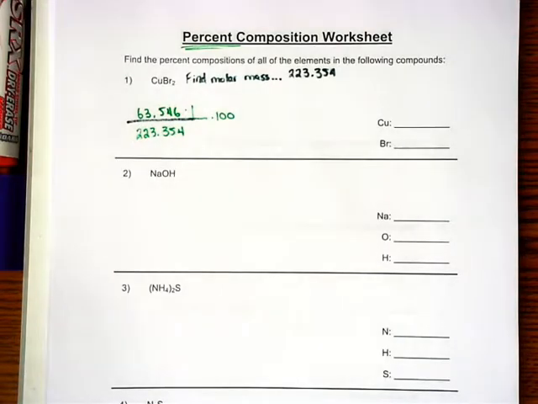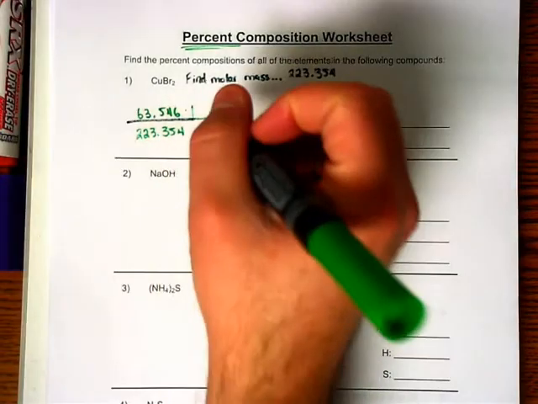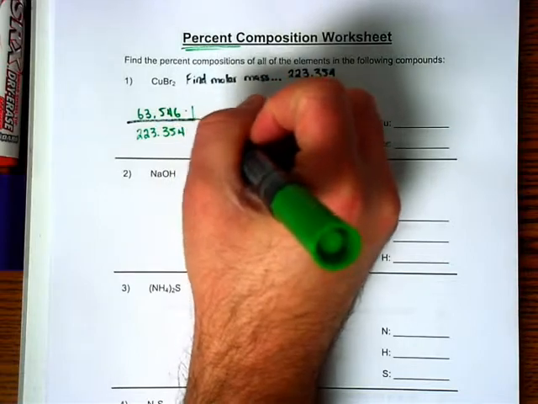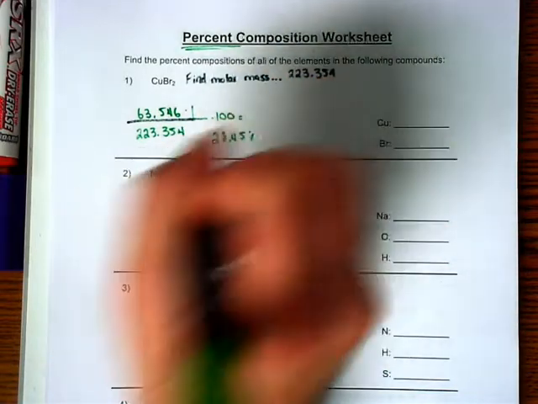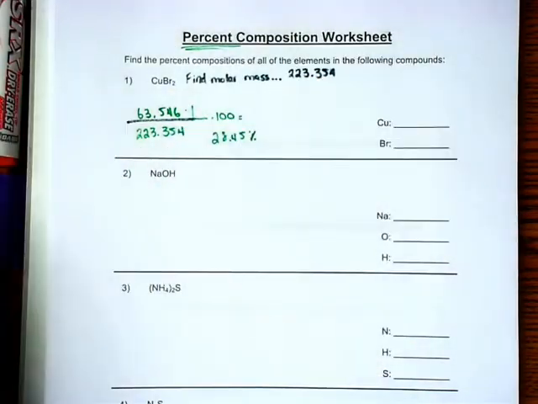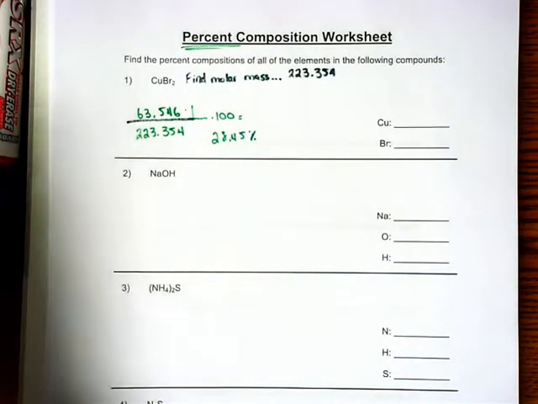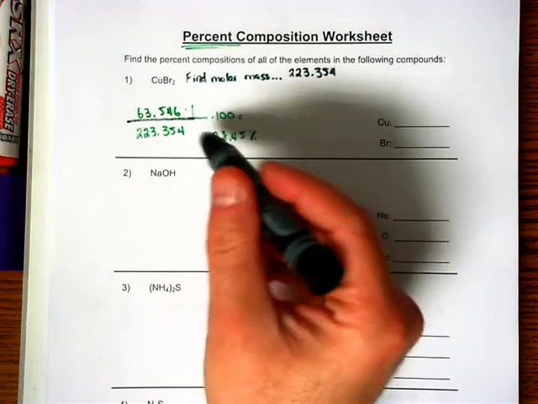So 63.546 divided by 223.354 times 100. And did y'all get from that something like 28.45? Yeah? Question? 63.546? Yeah, that's a 4.